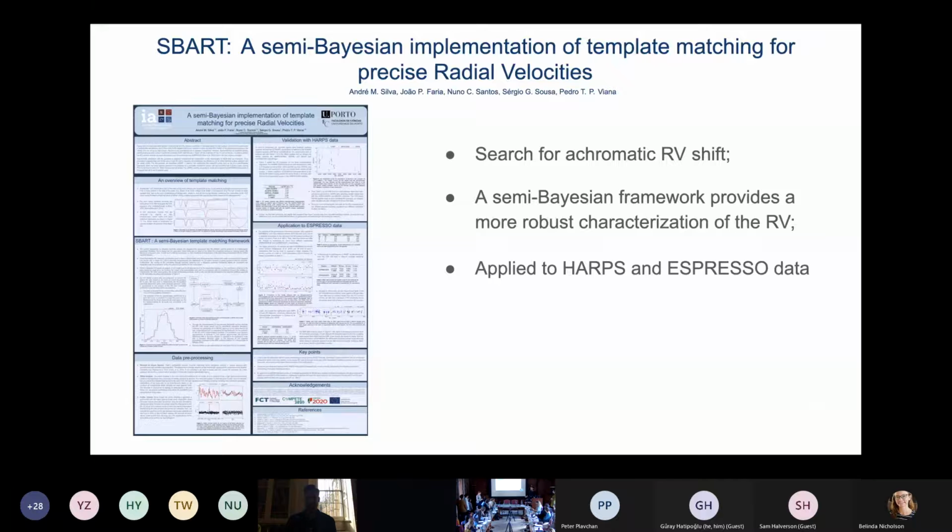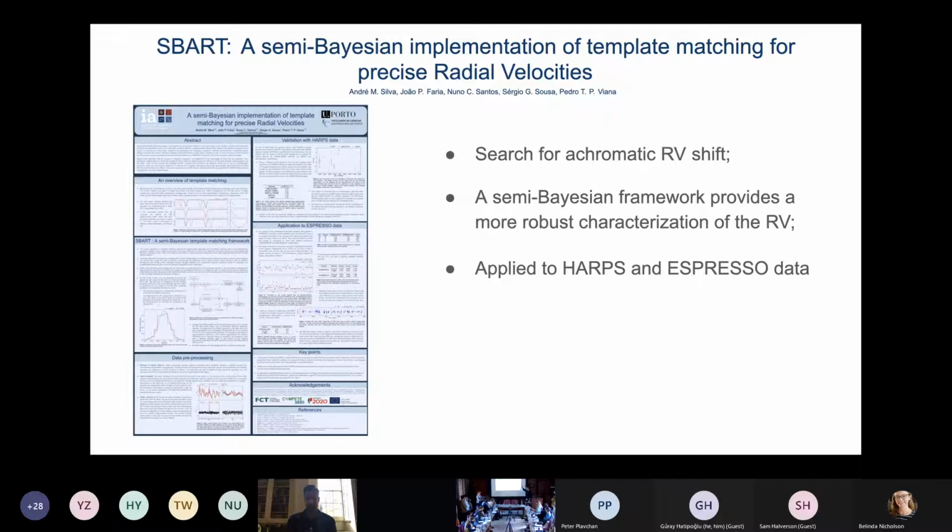Hi everyone, I'm André, a solo PhD student from Portugal, and my poster is titled The Semi-Bayesian Implementation of Template Matching for Precise Radial Velocities. In this poster, I present the S-BART pipeline, which holds the core assumption that a single radial velocity shift describes the difference between any given spectrum and our master template. We use this assumption because if we have a star being orbited by planetary companions, we expect to always find the same radial velocity shift independently of wavelength.